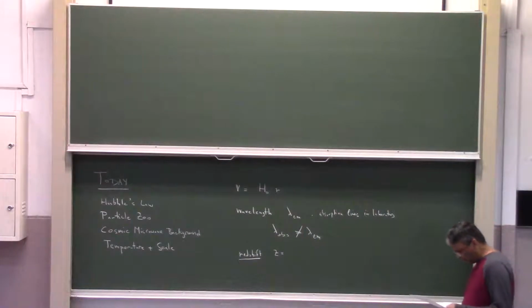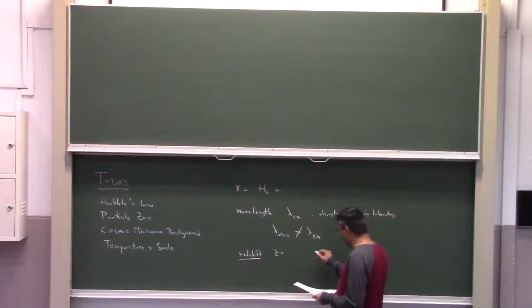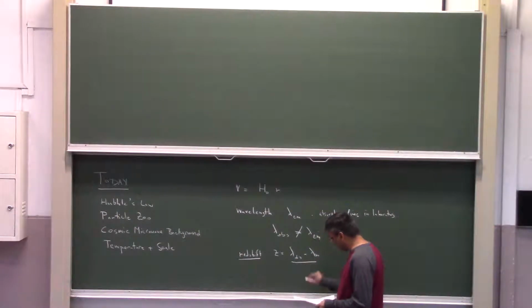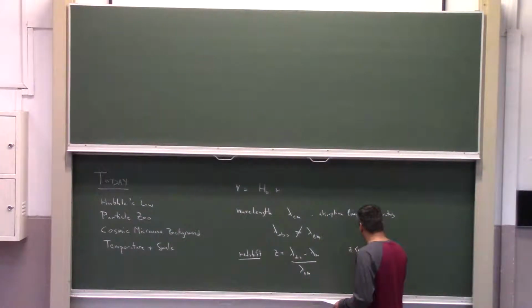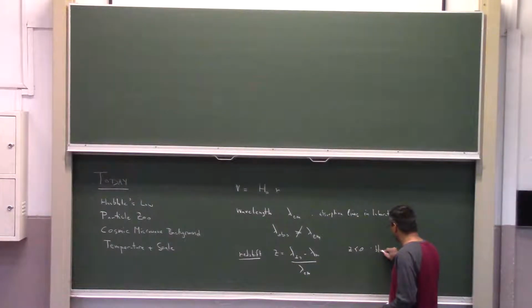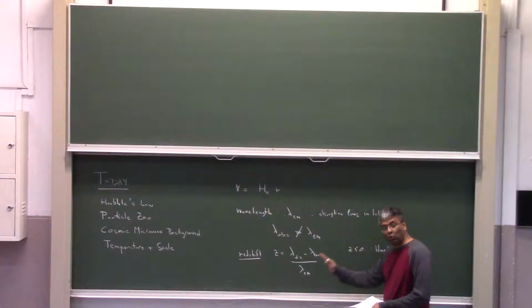Redshift is defined as lambda observed minus lambda emission, divided by lambda emission. If the redshift is negative, which means that lambda observed is smaller than lambda emitted, this is called blue shift. It means an object is moving towards you.